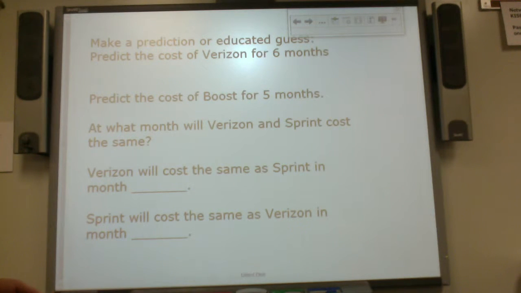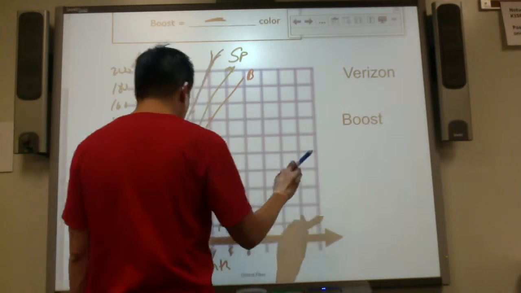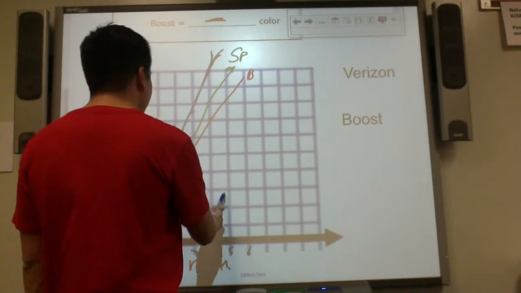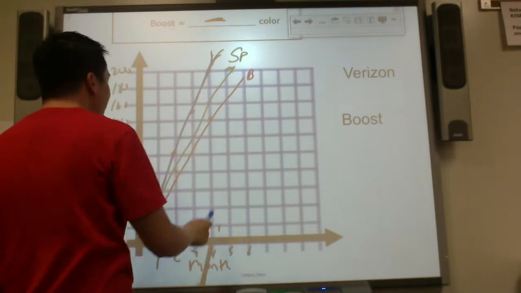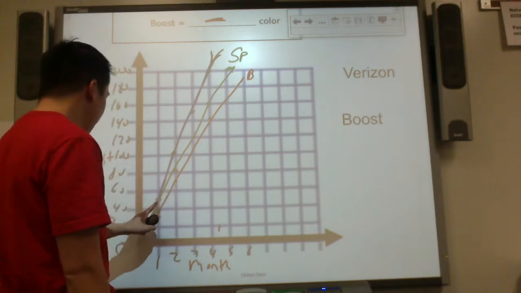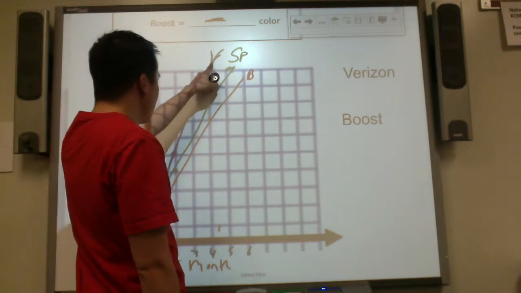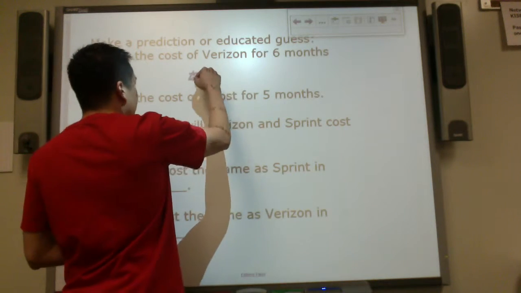Predict the cost of Verizon for 6 months. Verizon is the blue. Well, I almost had it. Well, see, I stopped at 4 months. So every 50, it keeps going 50. So the pattern is 50, 100, 150, 200, 250. I predict it's going to be $300.